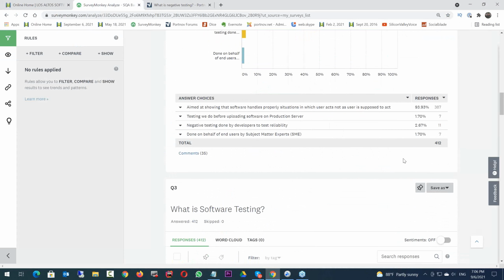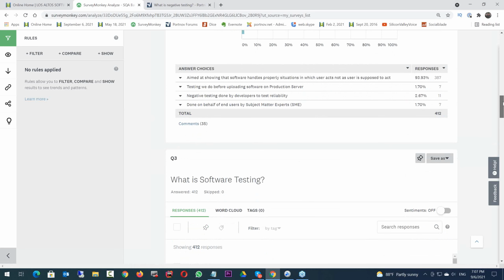So what do we have about negative testing? Yeah, that is a definition. Testing we do before uploading software on production servers. That is garbage. Negative testing done by developers to test reliability. Total garbage. Done on behalf of end users by subject matter experts. Another garbage. I mean, some of the answers I offer you here make sense, but in different situations.